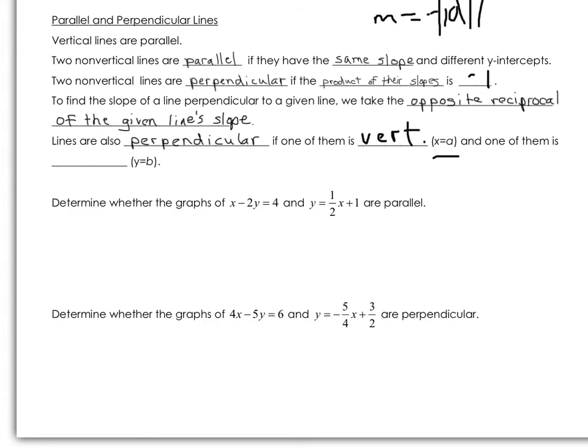If one of them is vertical and one of them is y equals b, horizontal. Horizontal. So a vertical and a horizontal line are perpendicular.